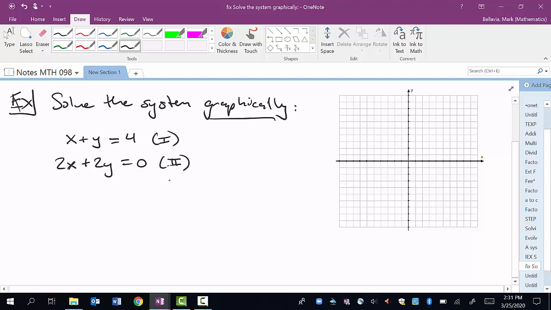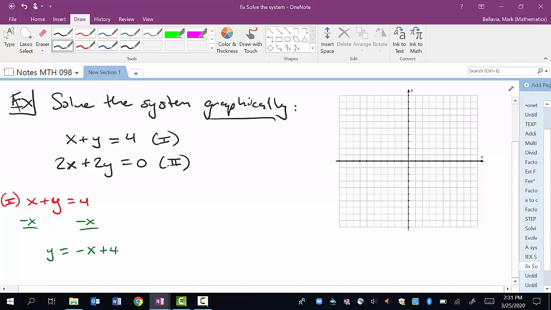And you want to do the same thing with what we did last time, which is try to get both lines in the y equals mx plus b form, so then it's easier to graph it. So let's take a look. If I have x plus y equals 4, right? This is equation 1. Then to get y equals mx plus b form, all I'm doing is subtracting x from each side. So I end up with y equals negative x, that's a positive 4, so plus 4.